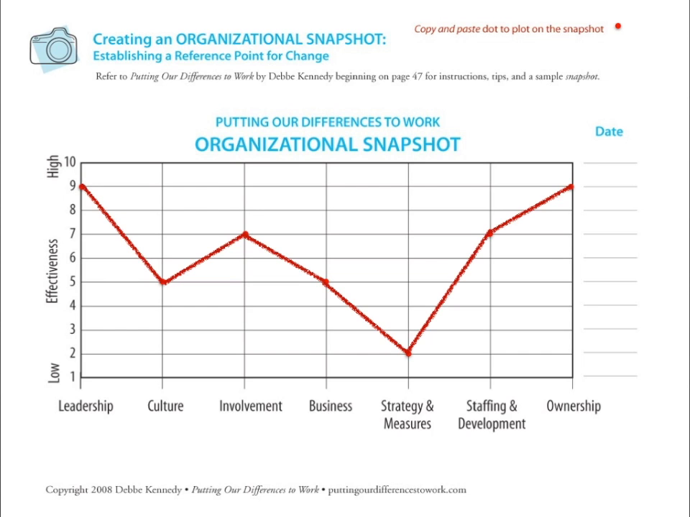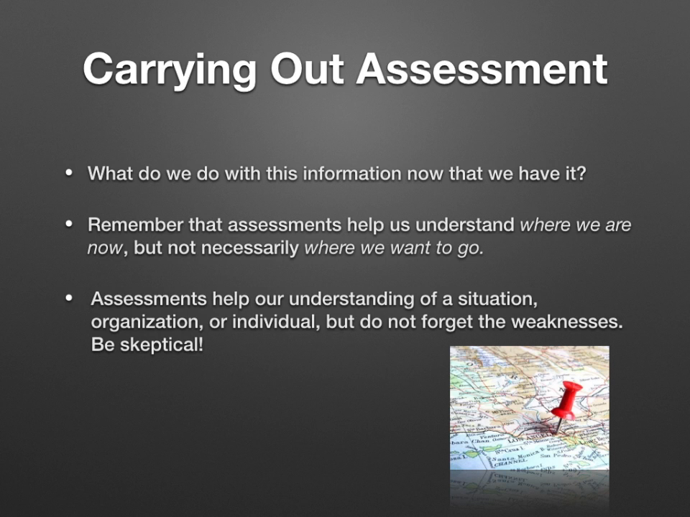Now, in your paper, you can report this in various different ways. You can report it, for example, like this is shown. You could do a graph like this. You could just do a short table, whatever. But I do want you to include the results of your snapshot in that first section of your HAT paper, okay? So what do we do with this information now that we have it?